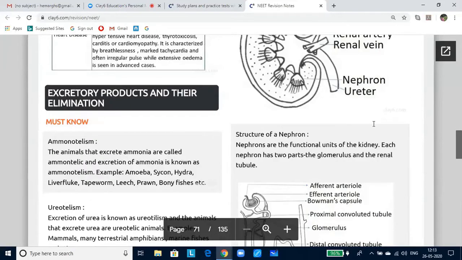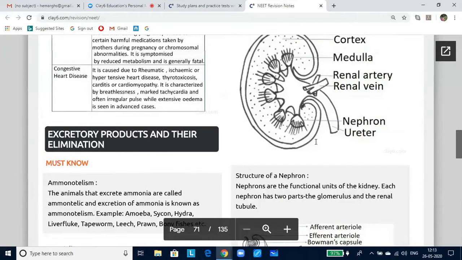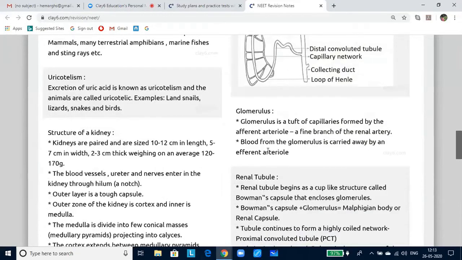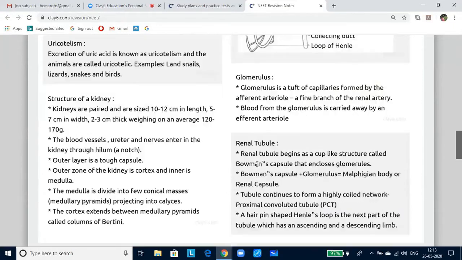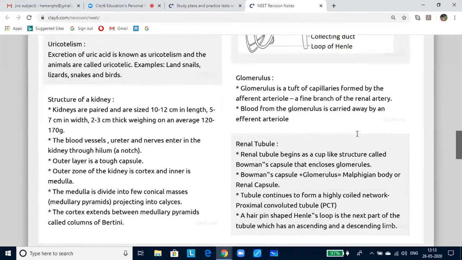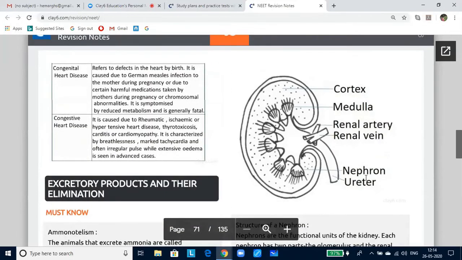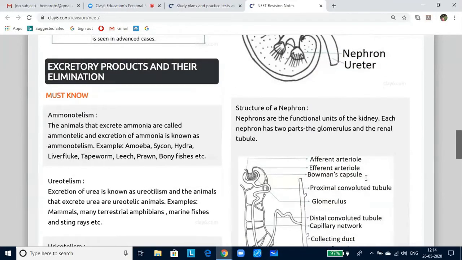Now let us look at the structure of a single kidney. Here you are able to see it. The blood vessels, ureter and nerves enter the kidney through the hilum. The outer layer is a tough capsule, and the outer zone is called the cortex and the inner zone is called the medulla. In the medulla, you will see medullary pyramids which get into the calyces. The cortex extends between the medullary pyramids as the columns of Bertini. So this is the structure; look at the diagram and learn the parts. They might ask you to associate the parts.